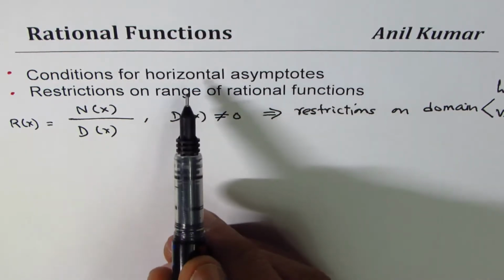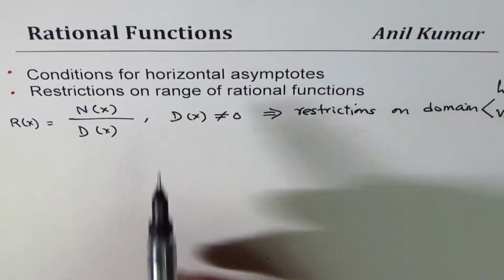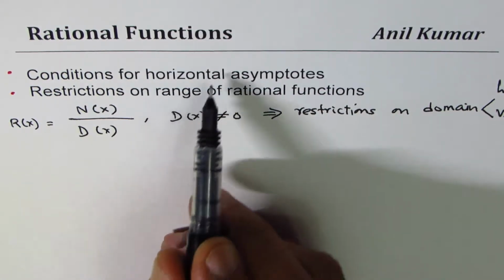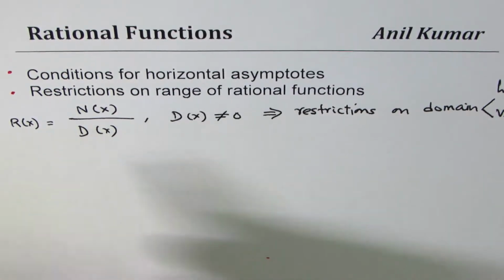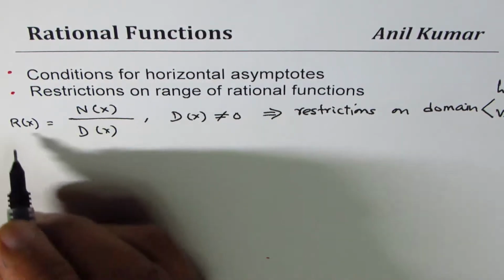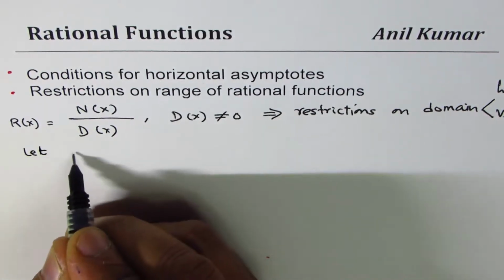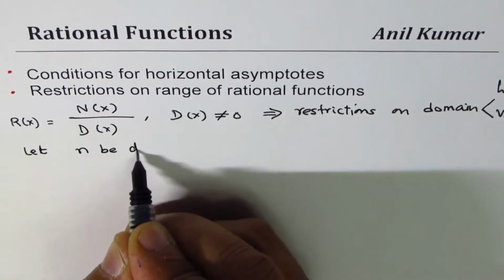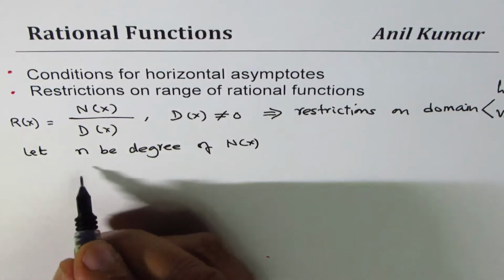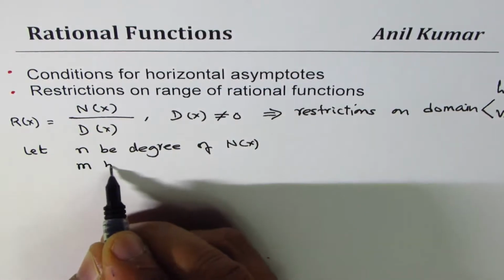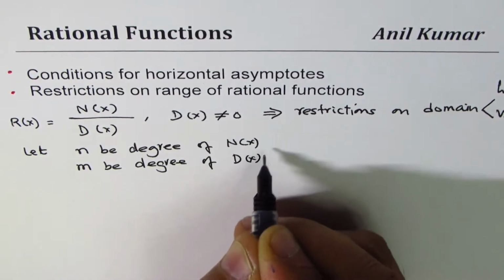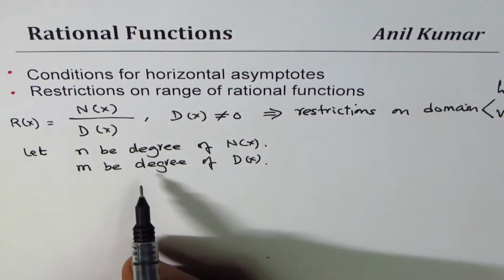Now here we'll discuss horizontal asymptotes. Horizontal asymptotes are basically restrictions on the range of the function. We'll see how. So let us consider the degree of the denominator and numerator. Let n be the degree of numerator n of x, and let m be the degree of denominator d of x. Just for easy communication.